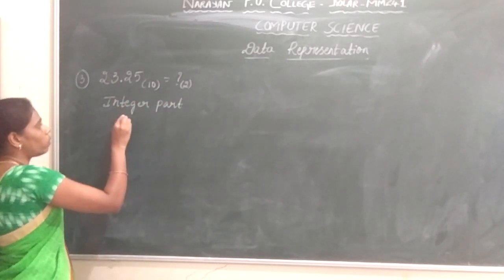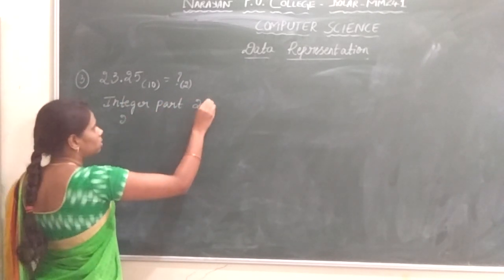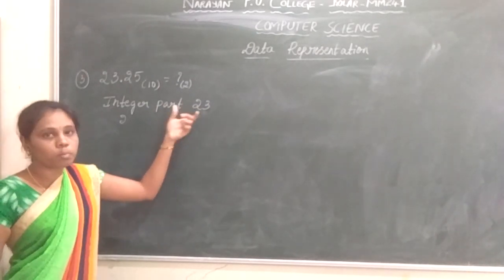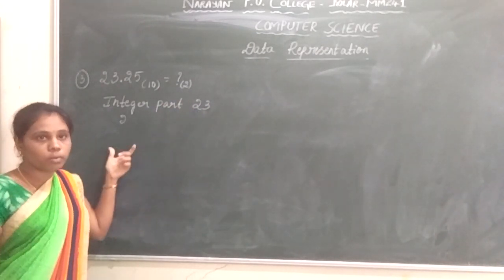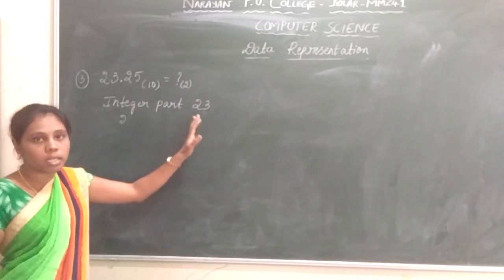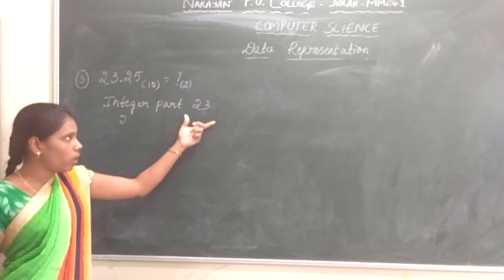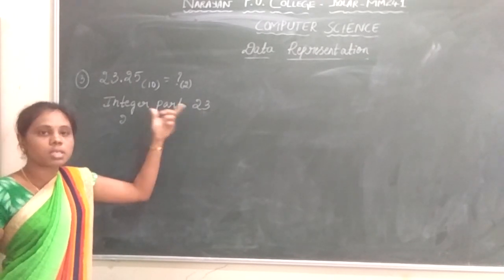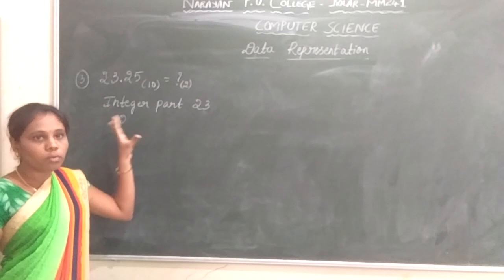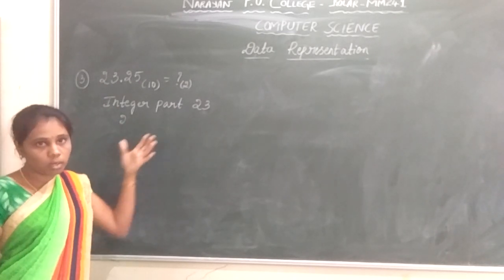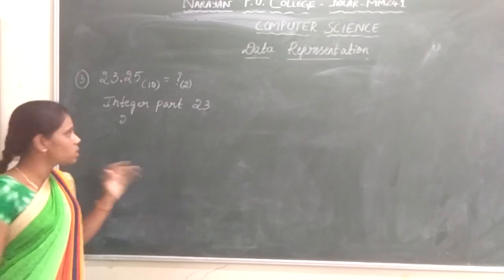That is 23. So for this 23 we need to perform the division operations. As I told before, when you have only an integer part, when converting from decimal to binary, you need to divide this decimal number by 2. You need to stop this process when the quotient becomes 0, or when you cannot divide again.